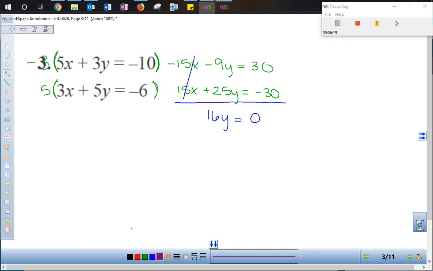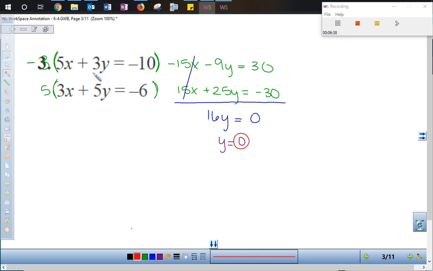Now at this point, make sure you understand, this does not mean no solution. We still have a variable here, and to solve, I can divide each side by 16. So 0 divided by 16 gives me 0, and y equals 0. And that's okay. 0 is a number. We don't discriminate.